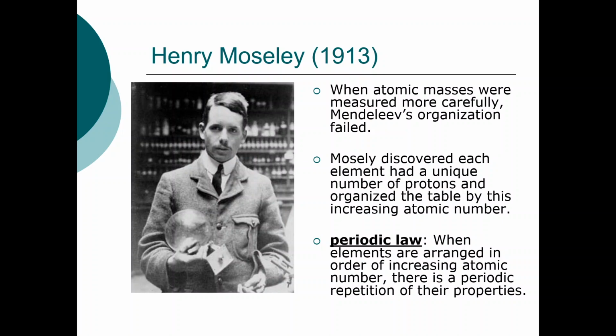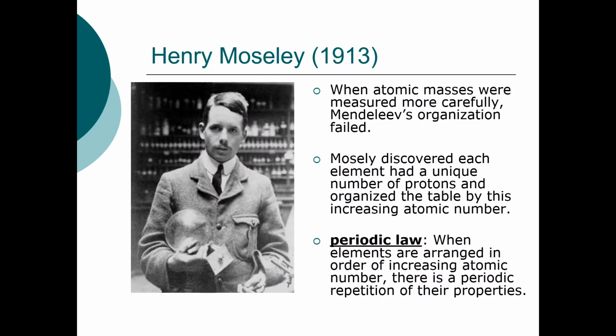All of those groups have similar properties. And that's what periodic law says. It says when elements are arranged in order of increasing atomic number, there's a periodic repetition of their properties. So now potassium falls into a group where those substances all have one valence electron.